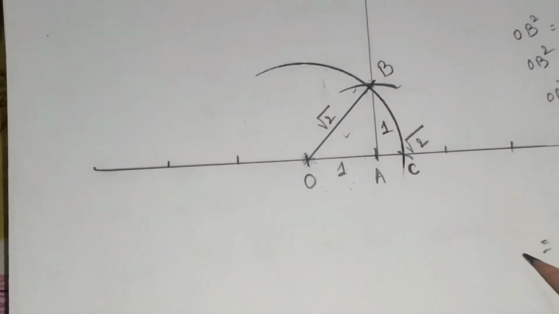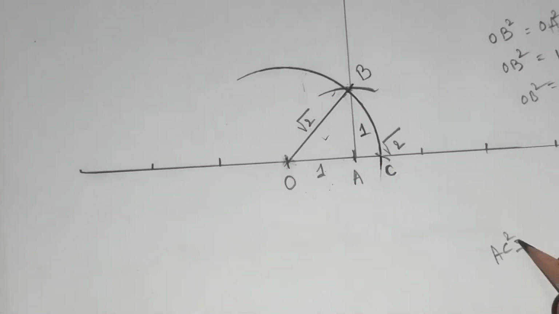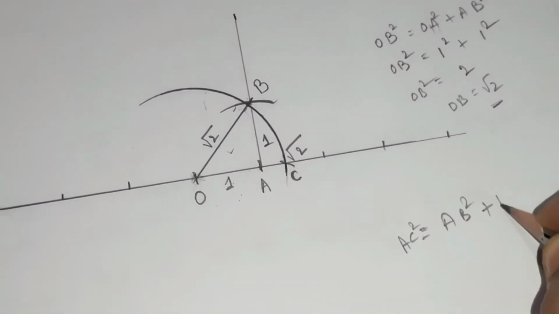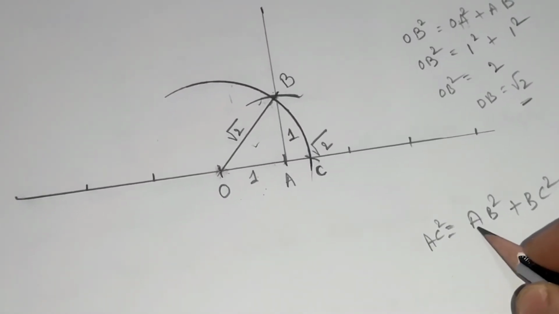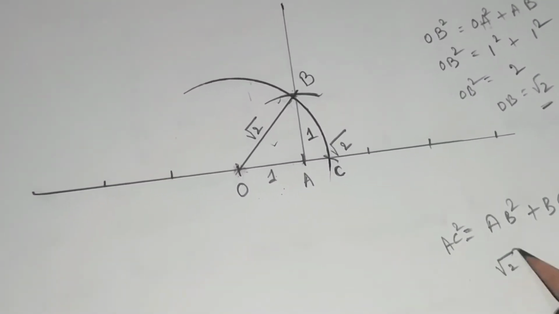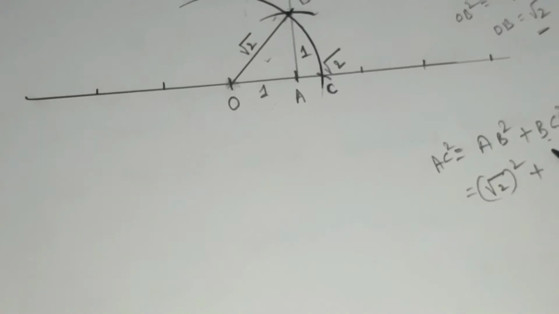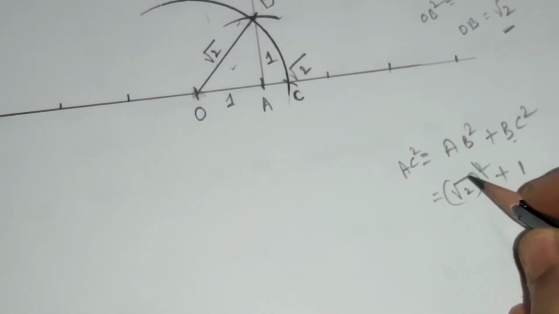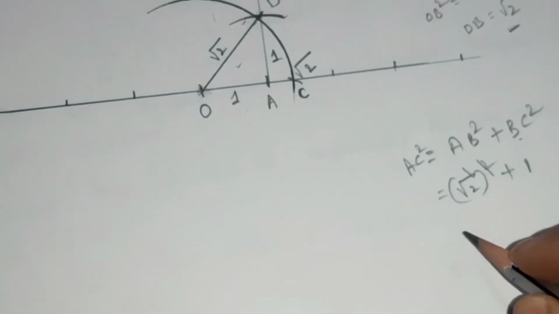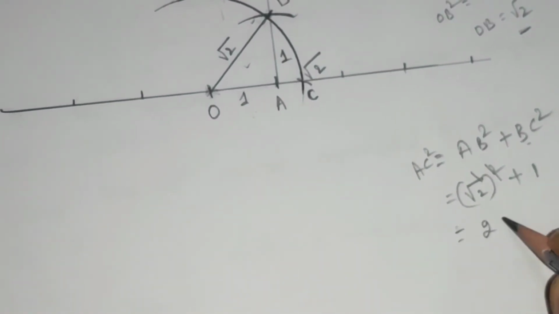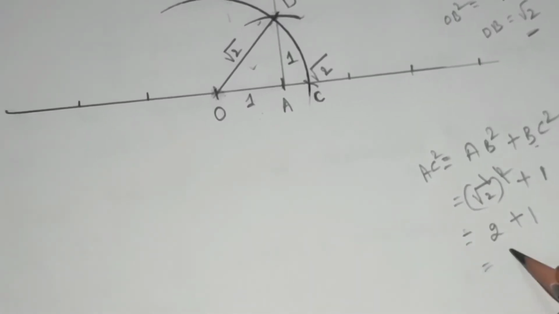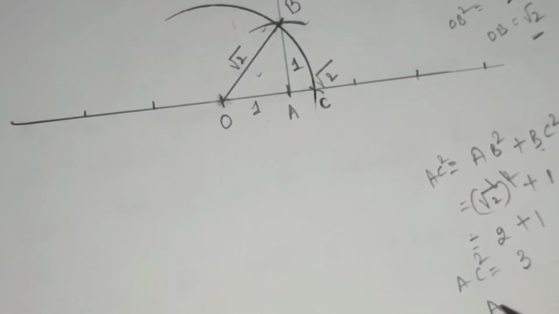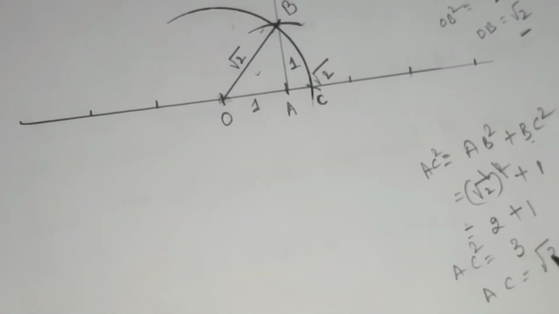In general, AC square is equal to AB square plus BC square. If I take the base as root 2 square, now the perpendicular should be 1, because the square root and square will get cancelled. You are left with 2 plus 1. Then it will be 3. AC square is equal to 3. Then AC is equal to root 3.